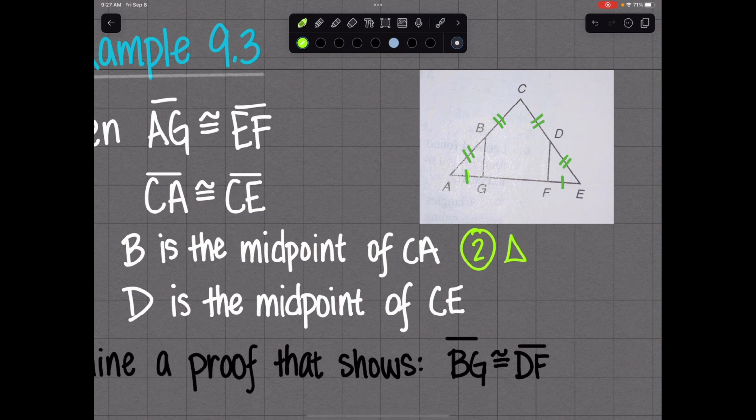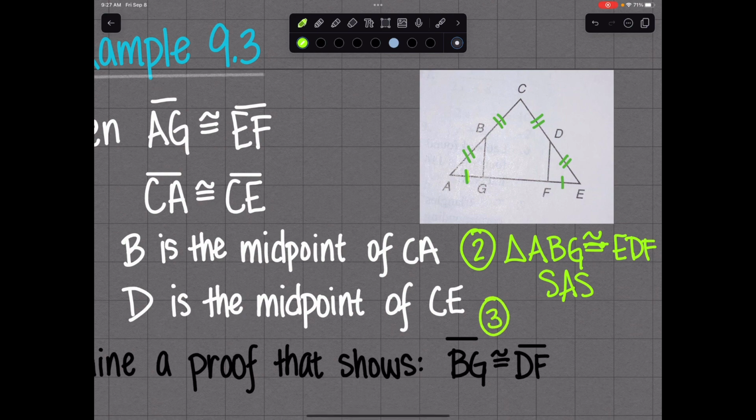Sweet. So now we can say for step 2 that triangle ABG is congruent to triangle EDF because of the side angle side method. Okay, so if the side angle side method is true, that means those triangles are congruent, and now we can say that BG is congruent to DF because of the CPCTC. Corresponding parts of congruent triangles are congruent.